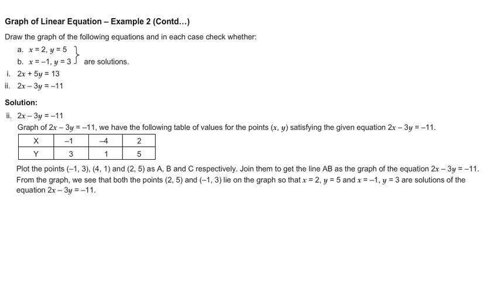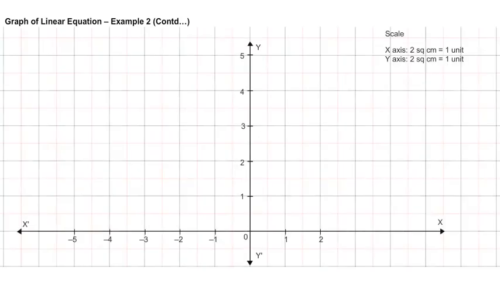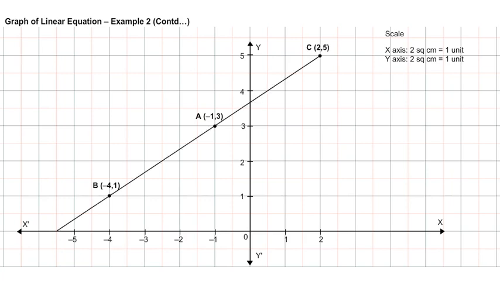So we plot these 3 points on the graph paper and join them with the help of a scale and a well-sharpened pencil. So here also we have taken the scale on x-axis as 2 square centimeter equal to 1 unit. Y-axis also same scale, 2 centimeter equal to 1 unit. And when we plot the points (-4, 1), (-1, 3) and (2, 5) and join them with the help of a scale and a very well sharpened pencil, this is what we get. And this is the graph of 2x minus 3y equal to -11.